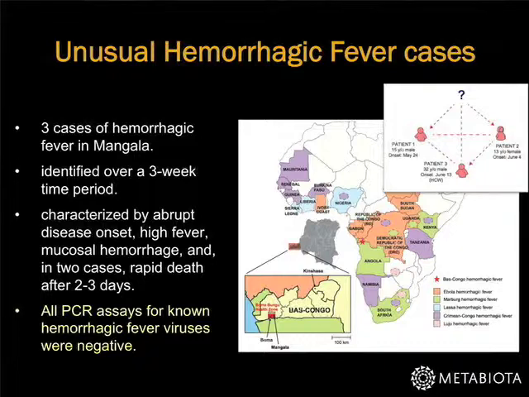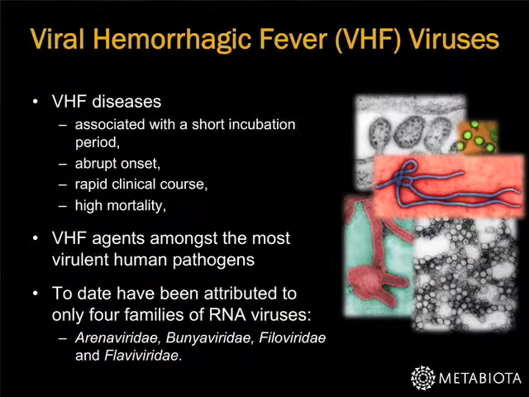It leads to hemorrhagic type symptoms, so bleeding generally starts in the mouth and the gums and can lead to many other orifices later on. But they have a very short incubation period, abrupt onset, and oftentimes rapidly progress to death. Viral hemorrhagic fever agents are among the most pathogenic viruses that are known to man. But what's important for the next few slides is to let you know that to date, prior to this study, there were only 4 virus families that were associated with this type of syndrome. And those are arenaviruses, bunyaviruses, filoviruses, which include Ebola, and flaviviruses.